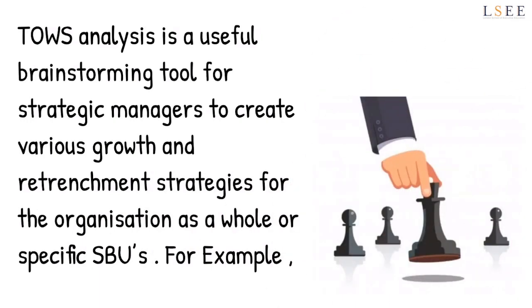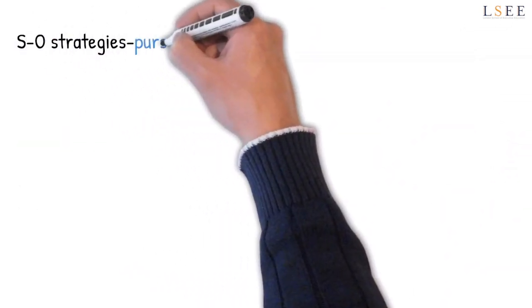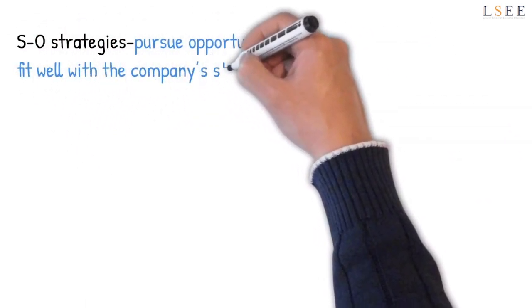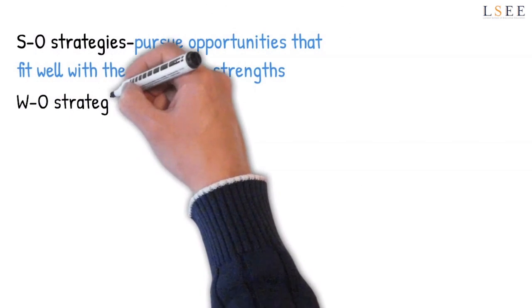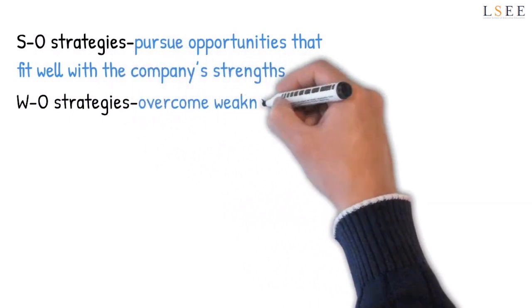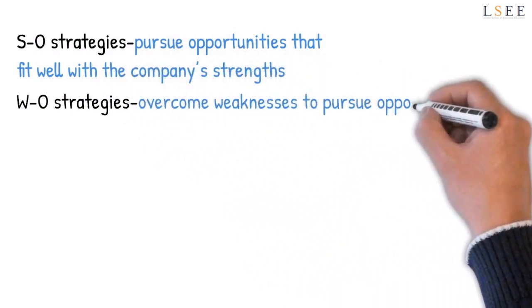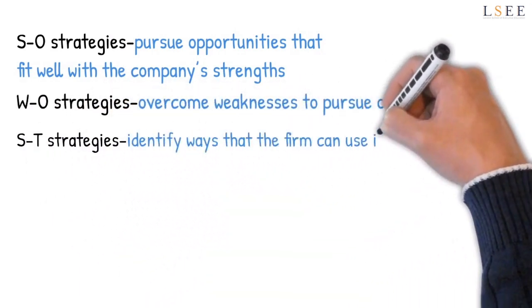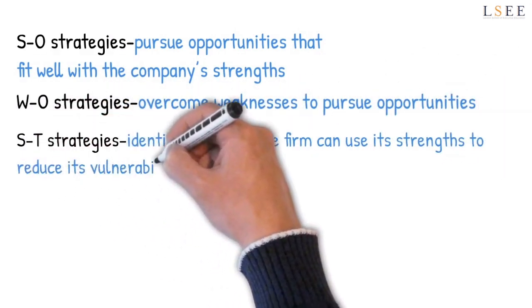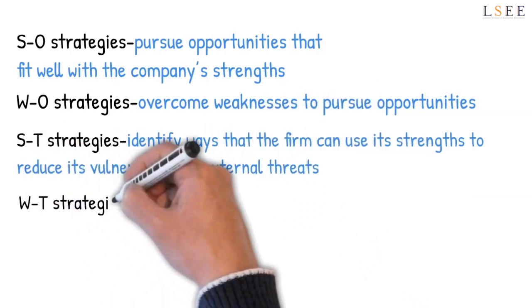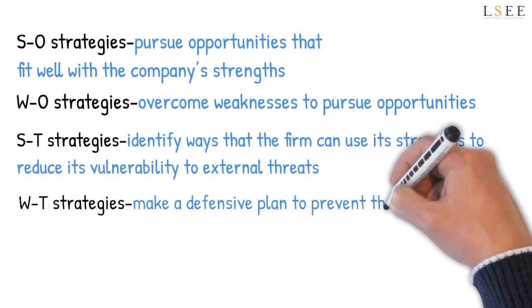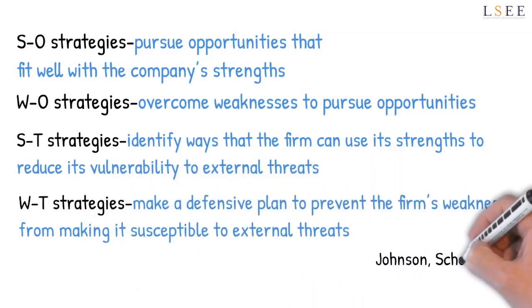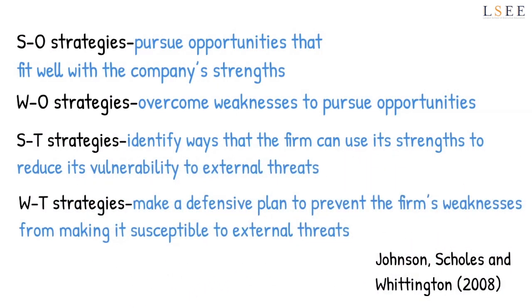For example, SO strategies pursue opportunities that fit well with the company's strengths. WO strategies overcome weaknesses to pursue opportunities. ST strategies identify ways that the firm can use its strengths to reduce its vulnerability to external threats. WT strategies make a defensive plan to prevent the firm's weaknesses from making it susceptible to external threats. Johnson, Scholes, and Whittington, 2008.